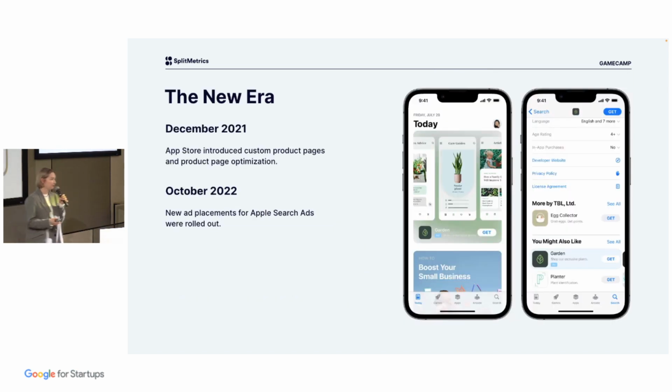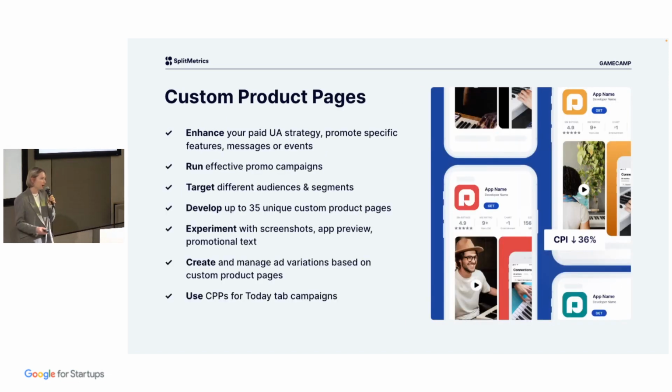After we have collected all of the insights, it's great to try and practice implementing them in custom product pages. In December 2021, Apple introduced custom product pages, and later the next year, new ad placements in Apple Search were rolled out. I believe all of you know how custom product pages work. On this slide, I have depicted some main facts on how you can use custom product pages.